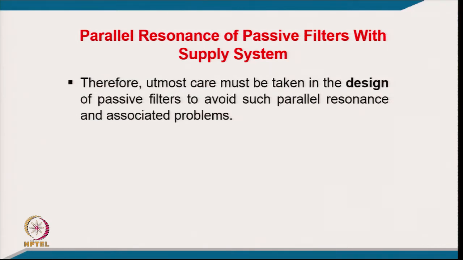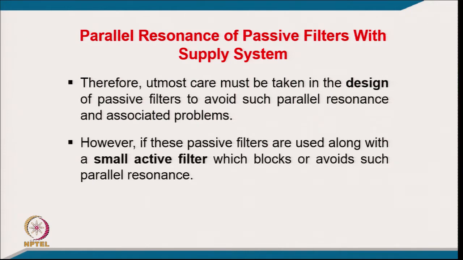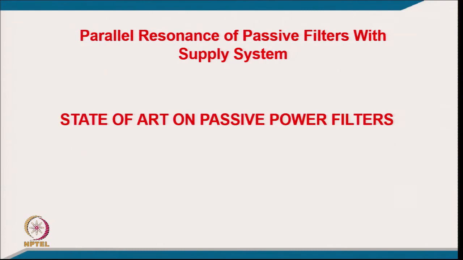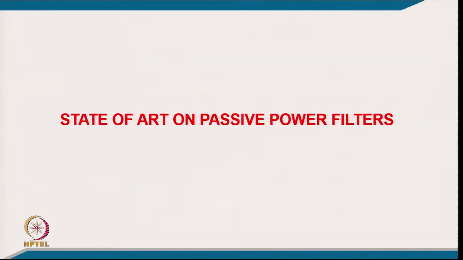Therefore, utmost care must be taken in the design of passive filters to avoid problems such as parallel resonance. However, if these passive filters are used along with a small active filter, which blocks or avoids the parallel resonance, the problem can be avoided.